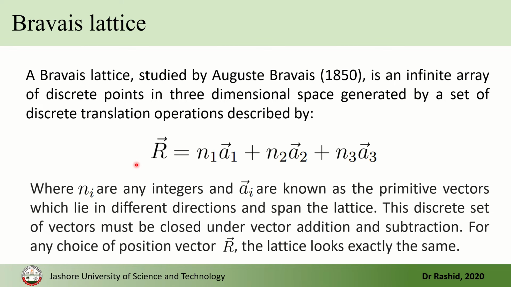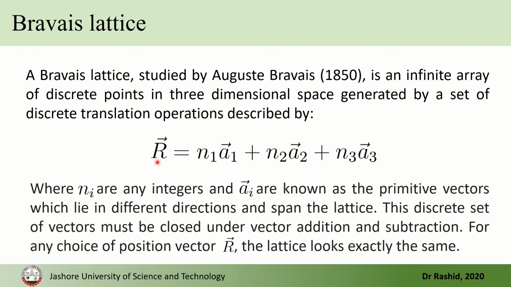In mathematical representation, we write this with this equation. Here, A1, A2, A3 are three vectors. We call them primitive vectors. And N1, N2, N3 are integers. That is, the values of these integers can be 0, plus minus 1, plus minus 2, plus minus 3. And the position vector R, we also call the lattice vector.